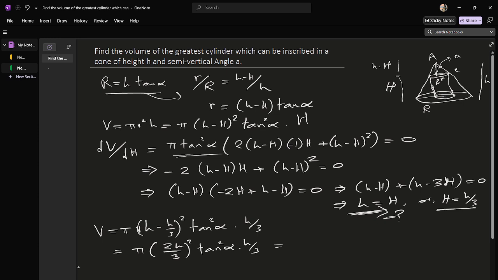Then we will get 4h cube tan square alpha pi by 27, as 9 into 3 equals 27. So this is our required answer for the question.